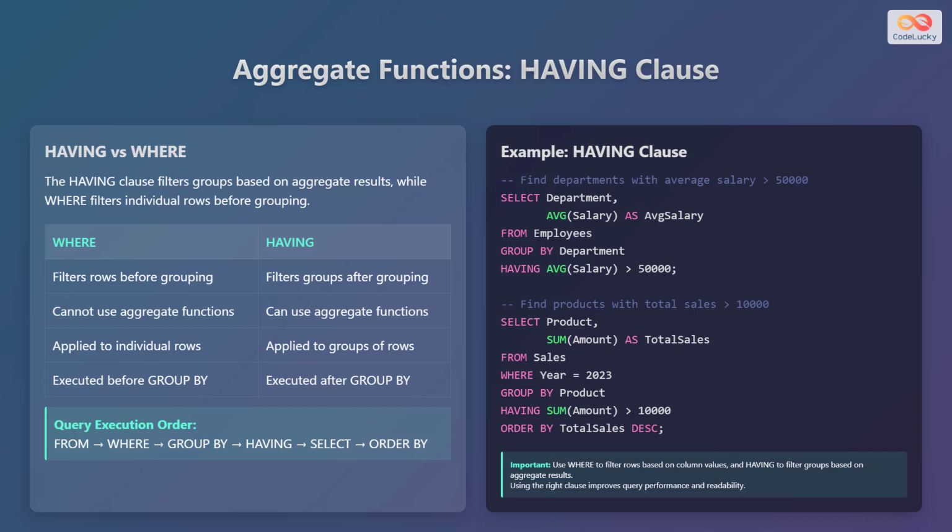For example, to find departments with an average salary greater than 50,000, the SQL query would be: SELECT department, AVG(salary) AS average_salary FROM employees GROUP BY department HAVING AVG(salary) > 50000. Use the WHERE clause to filter rows based on column values, and the HAVING clause to filter groups based on aggregate results. Using the right clause improves query performance and readability.